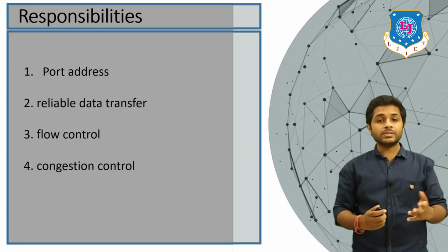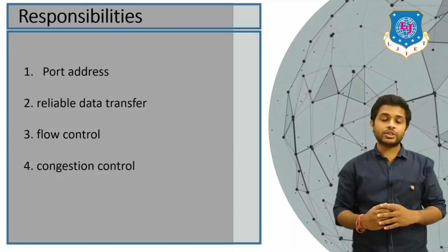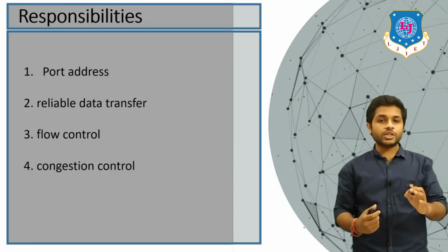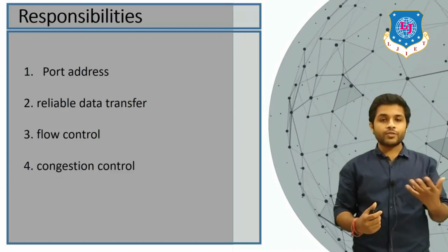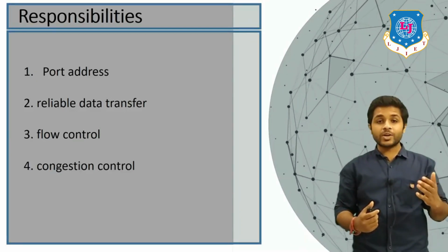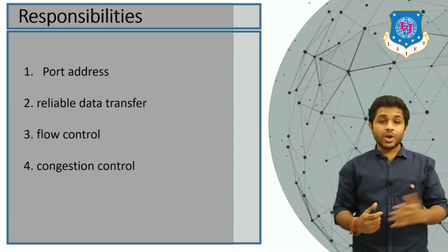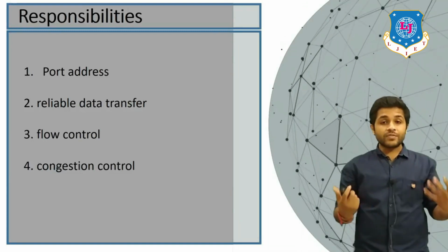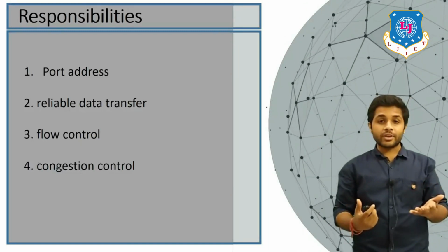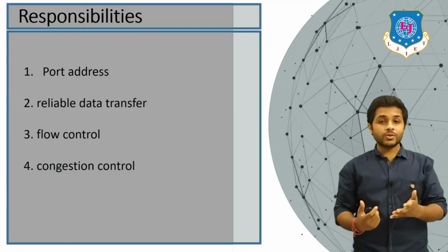Then the next one and the last one is the congestion control. The best example of congestion is the traffic on the road. So when you are stuck in traffic, you cannot get out of it very quickly, neither can any other vehicle enter the traffic. So what is congestion control?